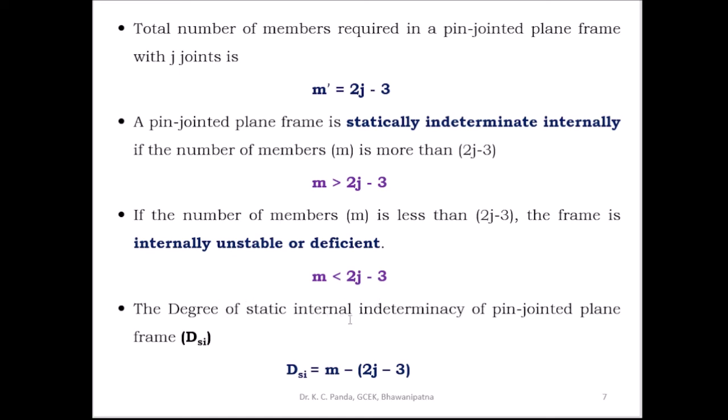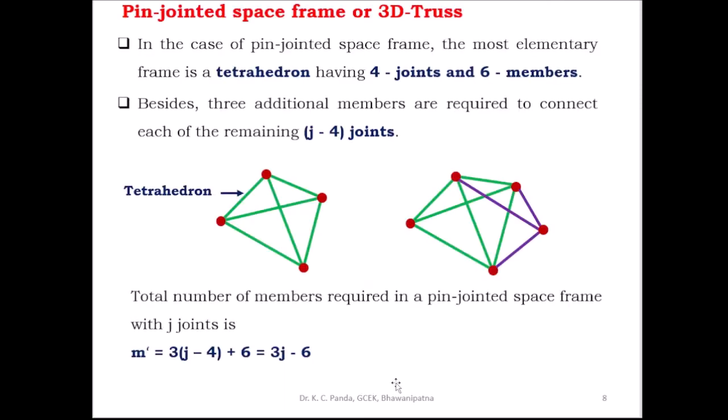The degree of static internal indeterminacy of a pin jointed plane frame can be found out from the difference between these two, M and 2J minus 3, and this gives the degree of static internal indeterminacy of a pin jointed plane frame. So DSI is equal to M minus (2J minus 3).